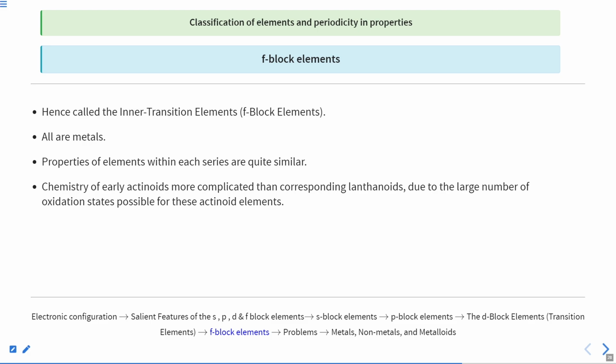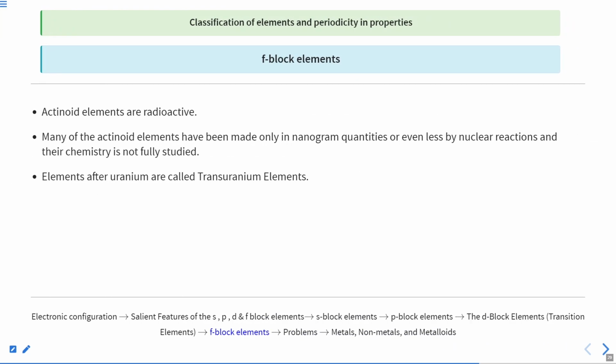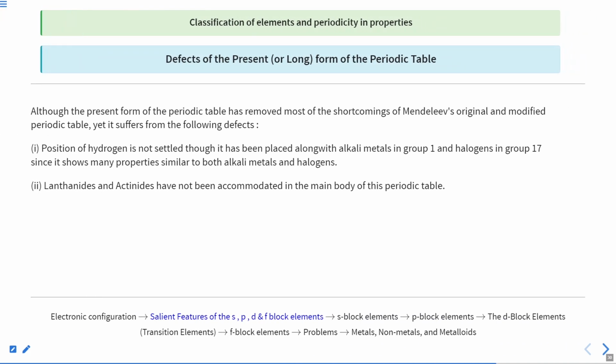Properties of elements within each series are quite similar. Chemistry of early actinoids is more complicated than the corresponding lanthanoids due to the large number of oxidation states possible for these actinoid elements. Actinoid elements are radioactive in nature. Elements after uranium are called trans-uranium elements. Many of the actinoid elements have been made only in nanogram quantities, so they are very reactive in nature.